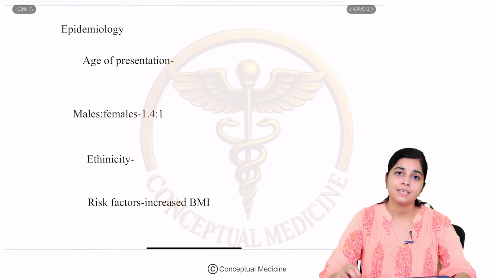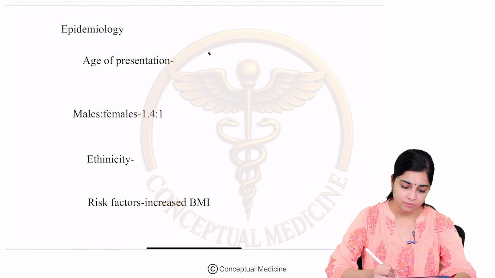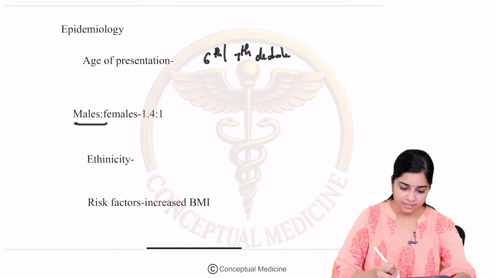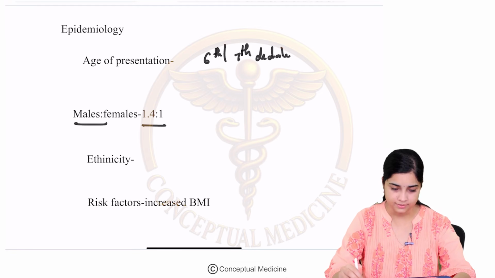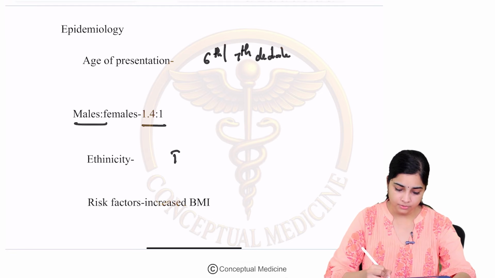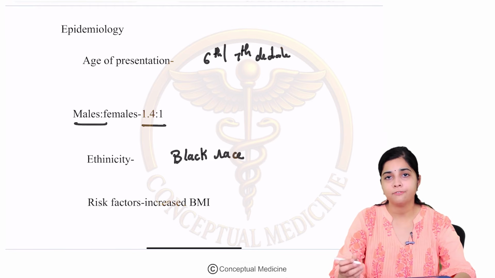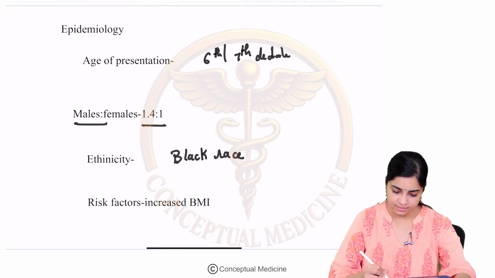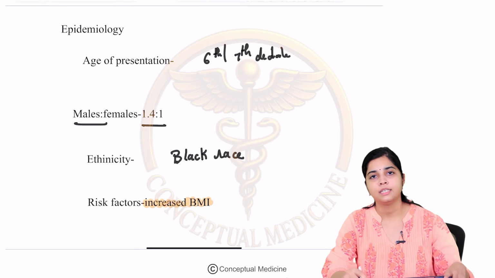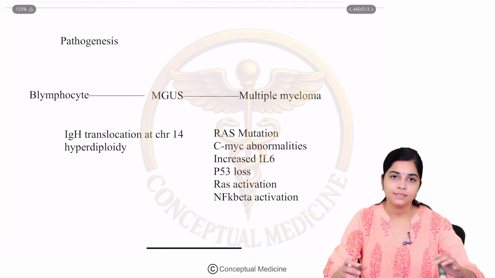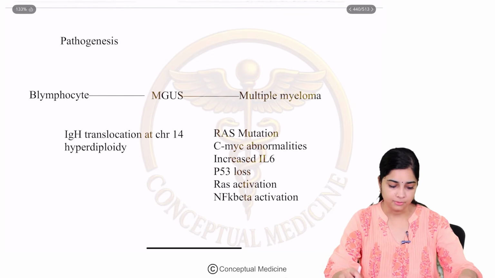So, what is the age of presentation of multiple myeloma? It is usually in the 6th or 7th decade. The male to female ratio is 1.4:1. It is more common in the black race. And we have never found any significant risk factors, and the only risk factor which has been postulated is an increased BMI. Fine.